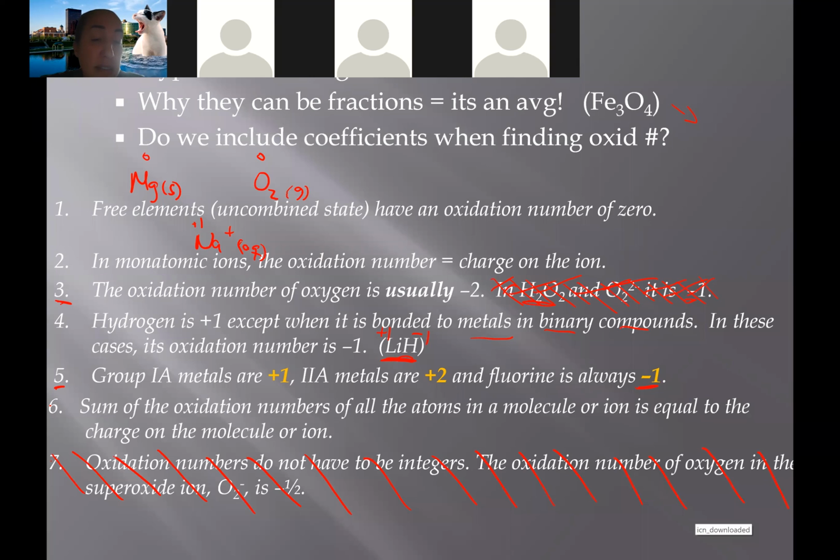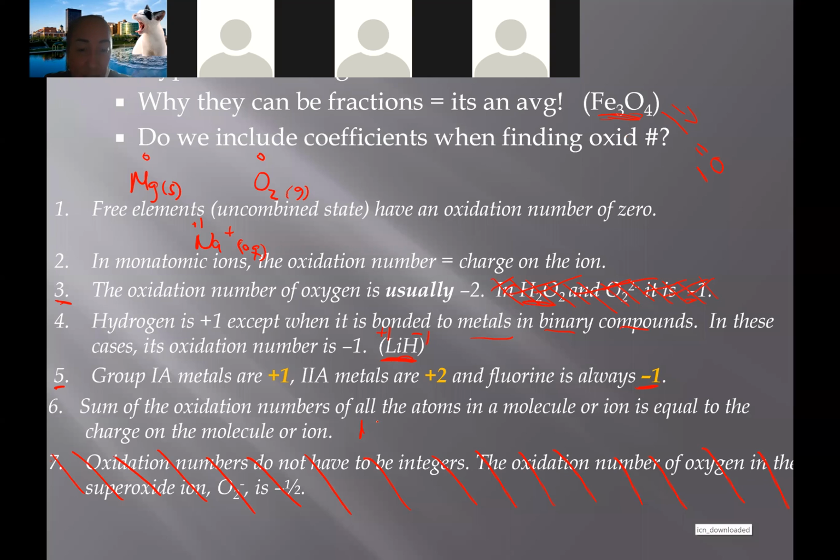Okay, so number 6 says the sum of the oxidation numbers of all of the atoms in a molecule or an ion is equal to the charge of the molecule or ion. So for example, remember up here how we equaled it to 0? Why did we equal it to 0? Because there's not a charge on the entire thing, right? So that's what that means. The sum of the oxidation numbers of everybody involved is going to equal whatever the charge of the molecule is. The sum of everybody in Fe3O4 is going to equal 0 because there's no charge on the molecule.